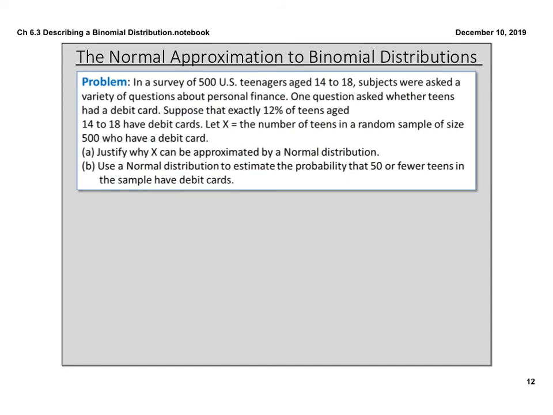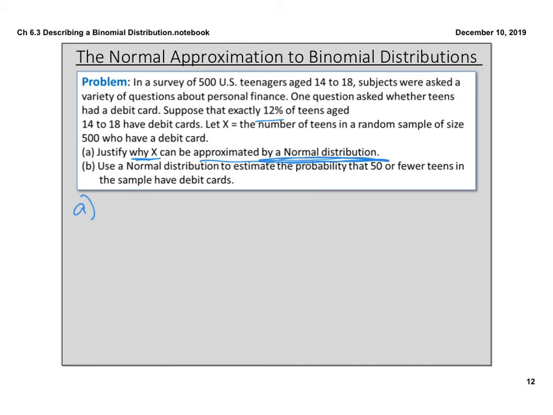So let's go back to this 500 teenagers. It says, justify. I'm using the same example: 500 teenagers, 14 to 18, debit card or not, p is 12%, all of that stuff is the same. Justify why X can be approximated by a normal distribution.